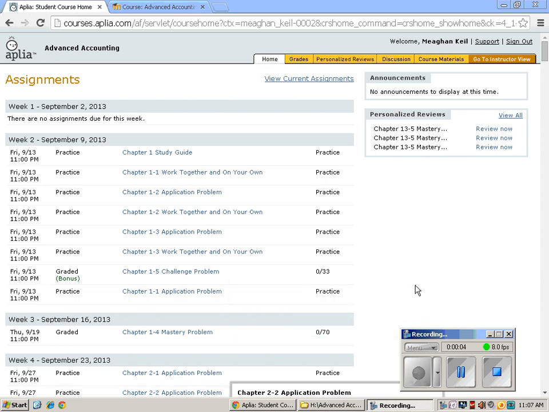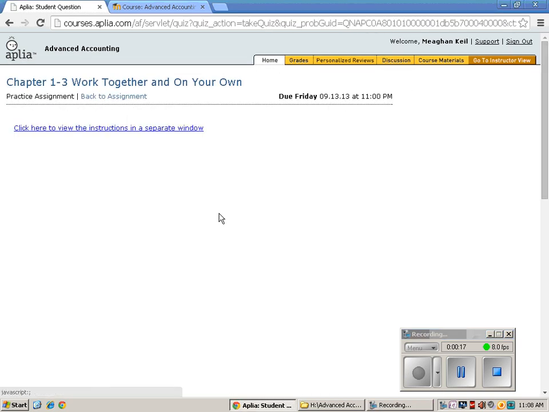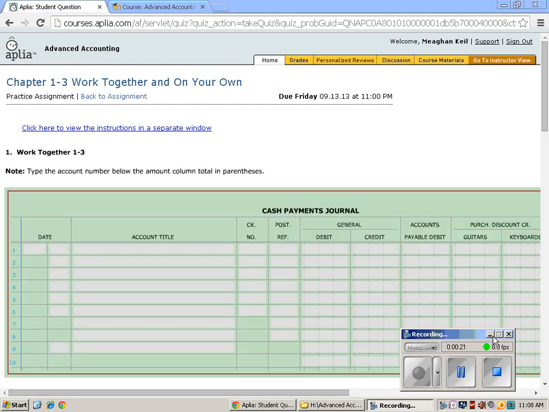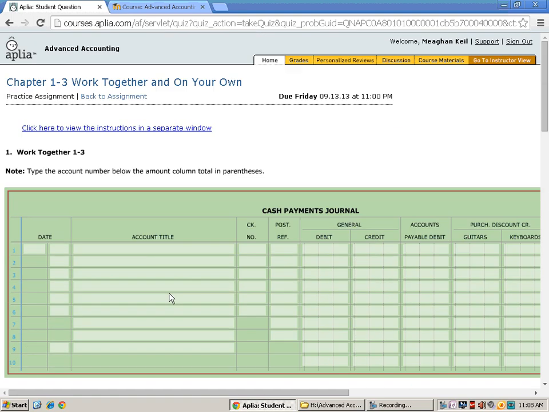We're going to do our last section of Chapter 1 right now, which is 1-3 Work Together, Cash Payments Journal, on page 24 of the textbook. So we're going to open up 1-3 Work Together. And we have a Cash Payments Journal, and then we have some ledgers that we're going to need to post to, okay?